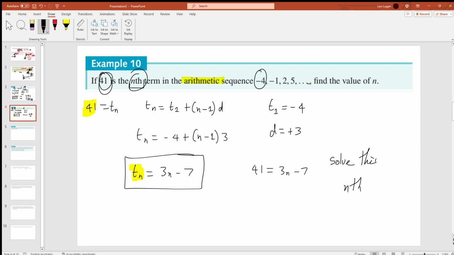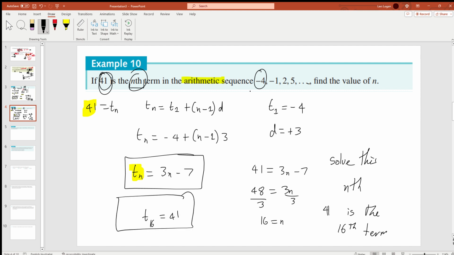So all I'm going to do is move the 7 to the other side, so you get 48 equals 3n. And then you're going to divide both sides by 3. So 48 divided by 3 is going to be 16. So that means 41 is the 16th term. So in other words, t of 16 is 41. So that's how you answer that question there.